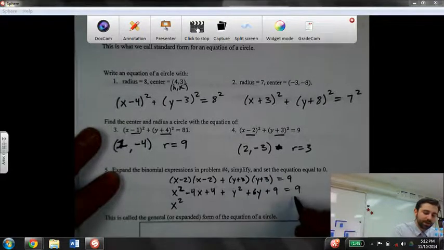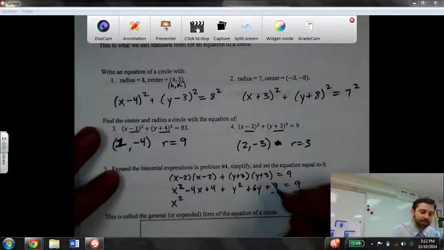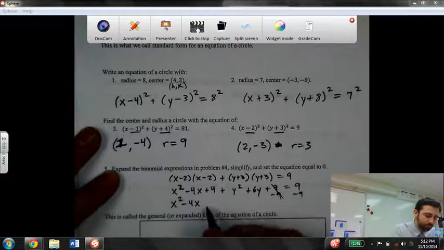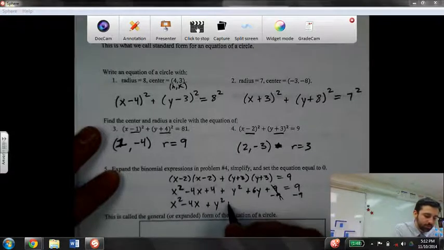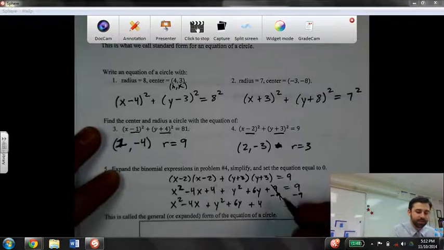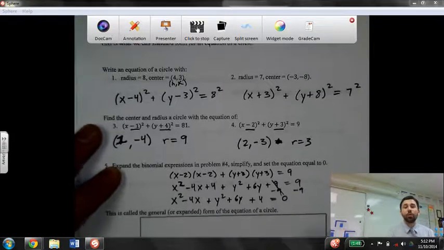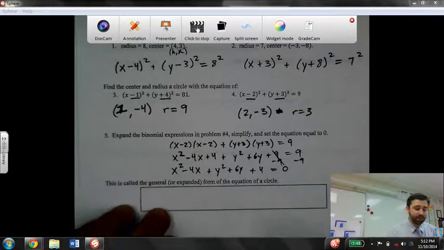And so by doing that, I'm going to subtract 9 on both sides, which cancels out these 9s. And I'm just going to group x's together, y's together, and then the constants, which here is left to be 4, equal to 0. This is called the general or expanded form of the equation of a circle.